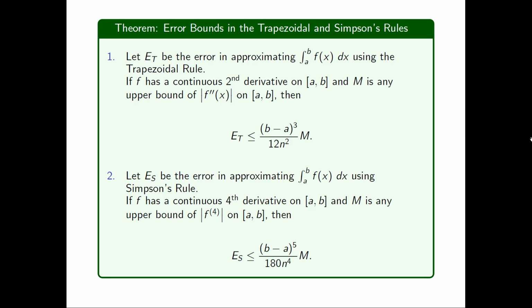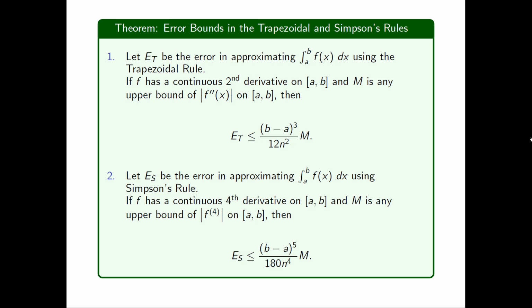Final theorem, which is the error bounds for the trapezoid and Simpson's rule. And these are a little involved, so we'll talk about them. Let's look at the first one. So E_T, this is what we're going to denote as the error bound for the trapezoid rule. That's why the subscript of T there.